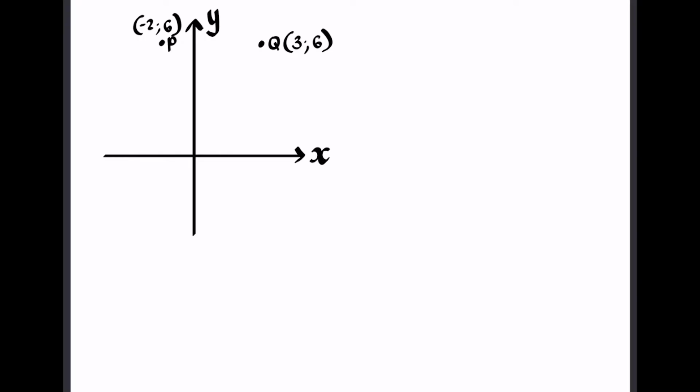R is 3 and 1, so I'm going to put R at 3 and 1. And S is -2 and 1. So S is -2 and 1. Now I'm going to draw. All right, so now I can kind of see what I'm working with. So I'm working with a square type shape.